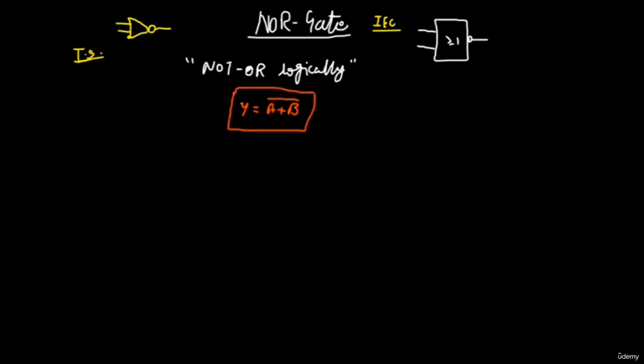Now let's draw its truth table. Let's work on its truth table. So in the truth table we have a, b and y. A and b are our inputs and y is finally going to be our output. So let's make it up.